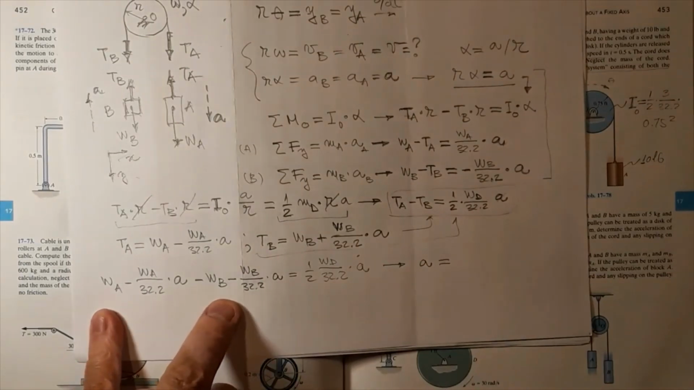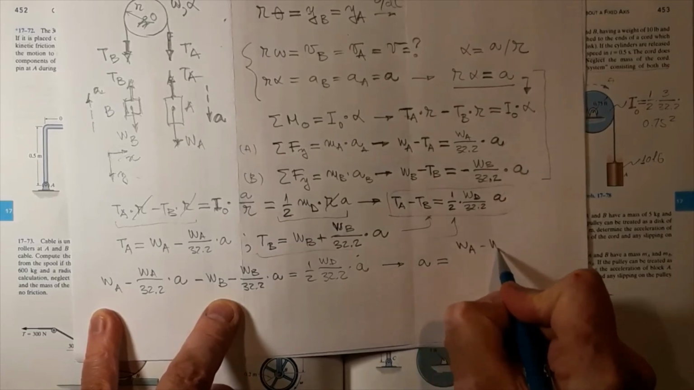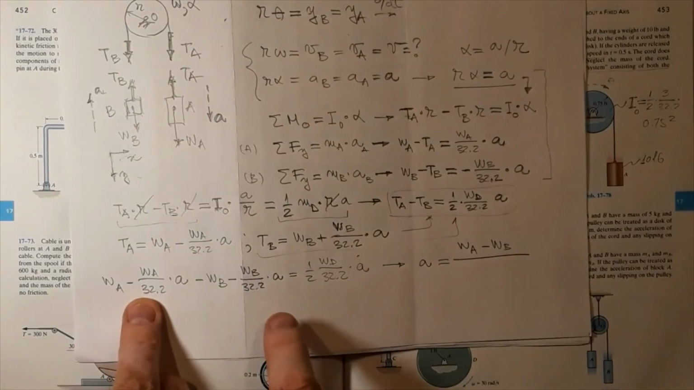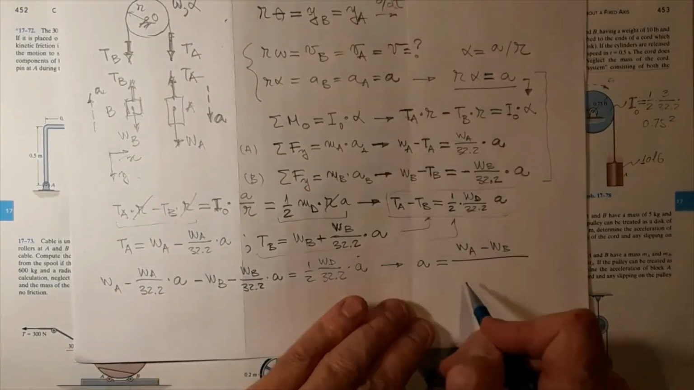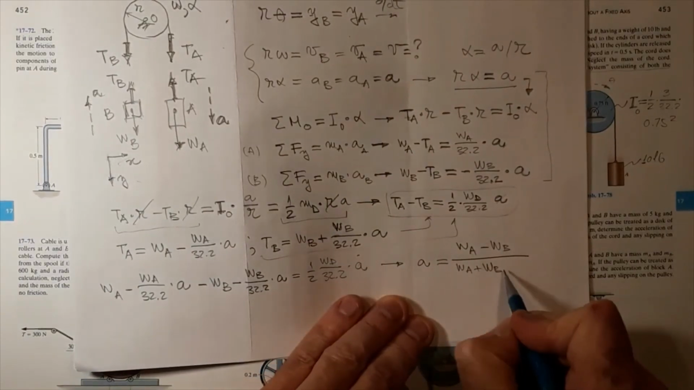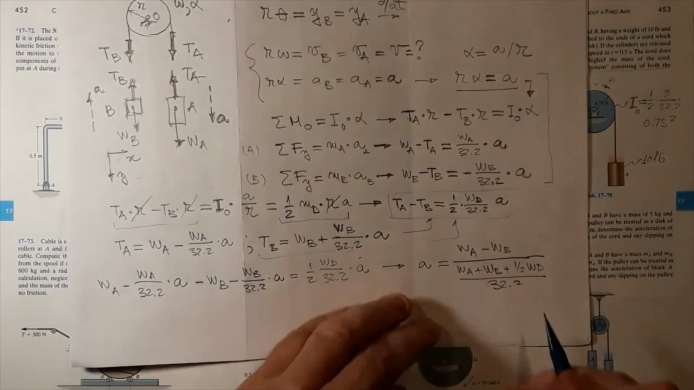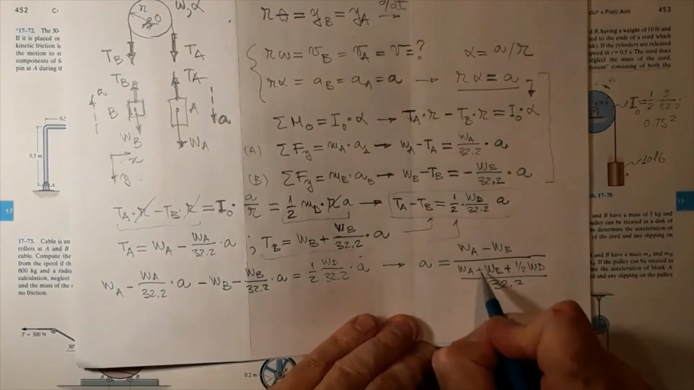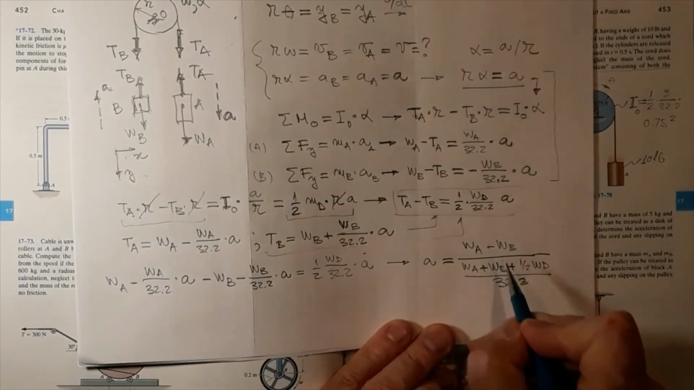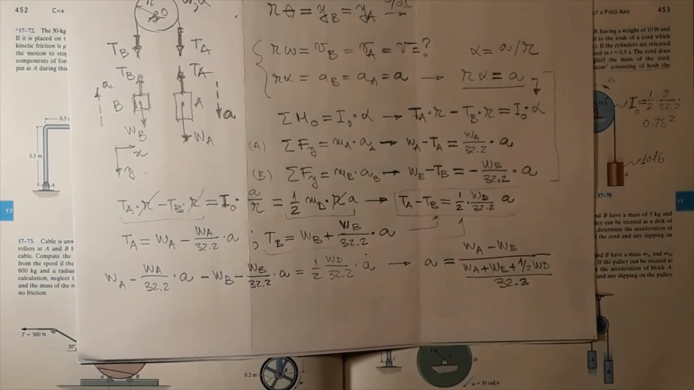So if I move everything that's A to the left, I have WA minus WB over WA plus WB plus 1 over 2 WD over 32.2. Okay, so we have acceleration A, and this would be constant. They're just weights, so it's not function of time. It's a constant acceleration problem, and we can calculate A.